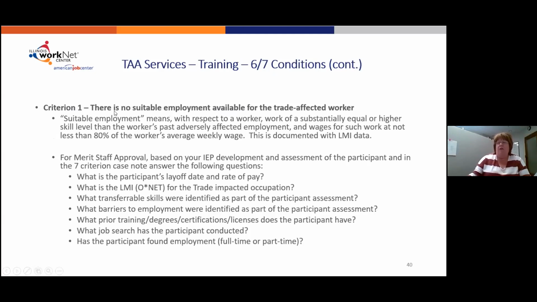I have slides here that walk through each of these criterion, what it means, and for merit staff approval, what questions we want answered or need to be answered under this criterion in the case note that you generate for this. We will cover these more in depth when we go through the training piece of it. I'm not going to go through each of these specifically because you're all adults, you can read, but just be mindful these are all of the things that we would need to know about that training program or that participant to meet this criterion.